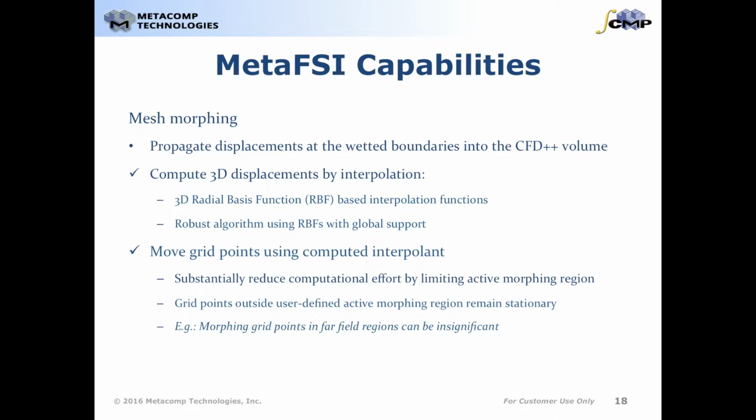Using RBFs with global support typically results in an algorithm that's computationally expensive. To substantially reduce the effort involved, the user is provided with options such as restricting the active morphing region to a user-defined subdomain and other techniques that will be discussed shortly.